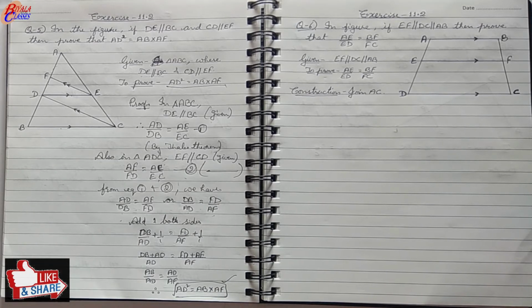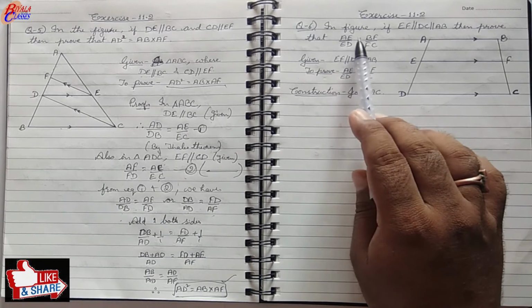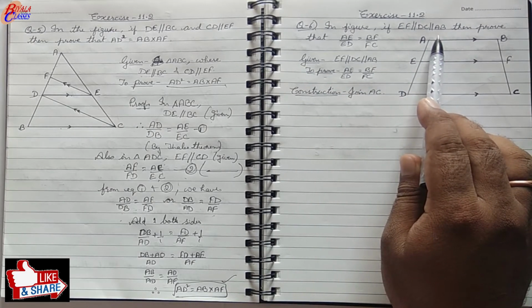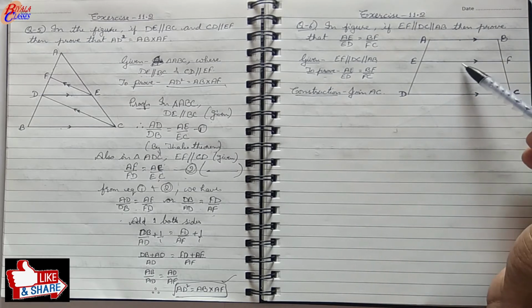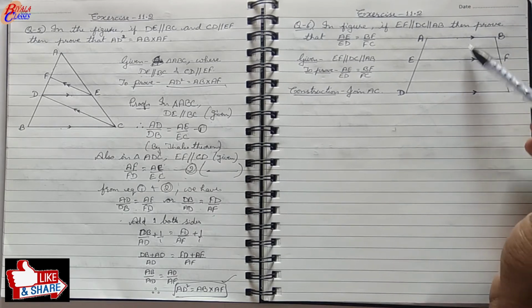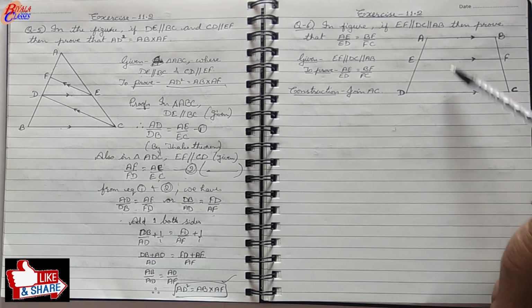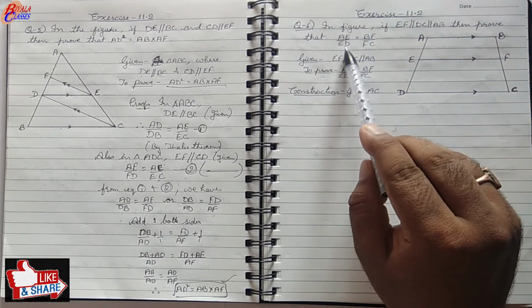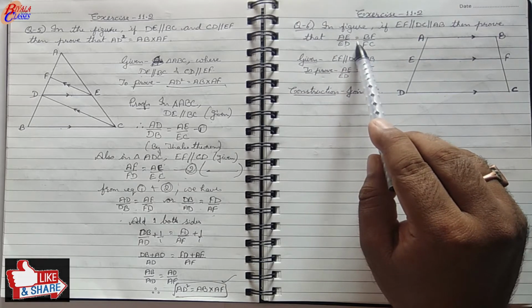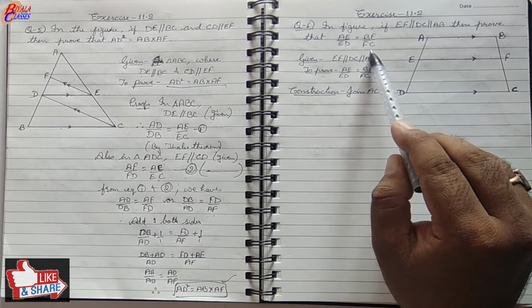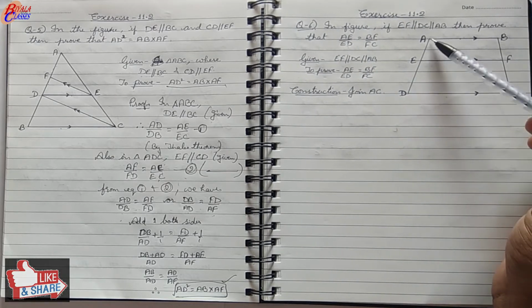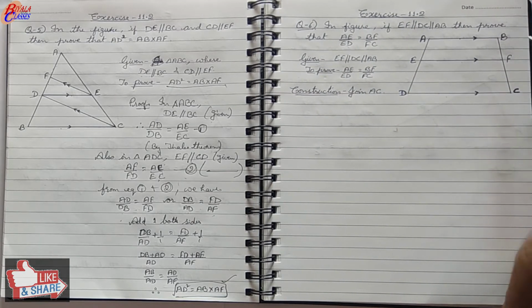Now this says here that in the figure, if EF is parallel to DC is parallel to AB, AB, EF and DC, these all three line segments are parallel to each other, then prove that AE upon ED is equal to BF upon FC. These parts, the ratio of AE and ED, the ratio of these two parts is same as the ratio of BF and FC.